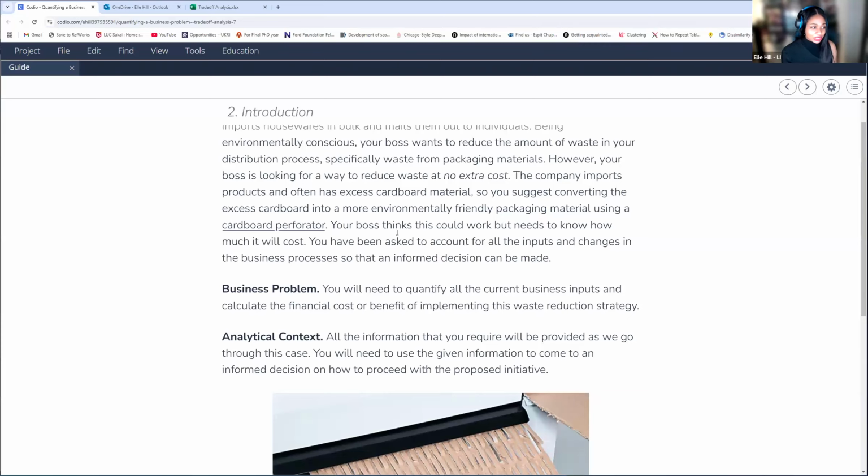So I know there were some issues with Zoom. If you're just joining us, you have not missed too much. Don't worry. We're just introducing the business context.